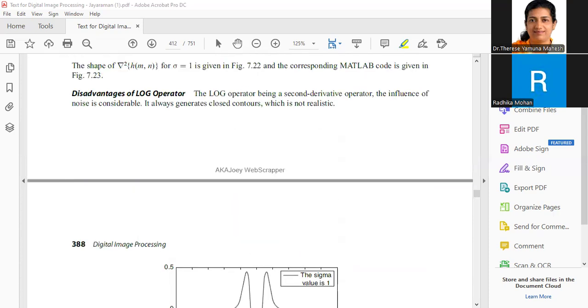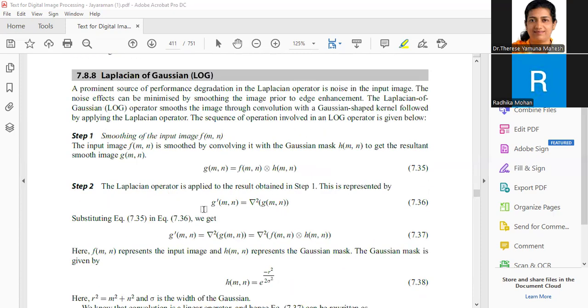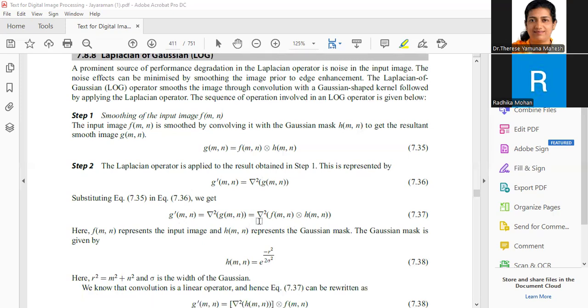So Laplacian of Gaussian: take the second derivative of g of m comma n. g of m comma n is nothing but f of m comma n convolved with h of m comma n. So take the second derivative of f of m comma n. F of m comma n represents the input image and h of m comma n represents the Gaussian mask.